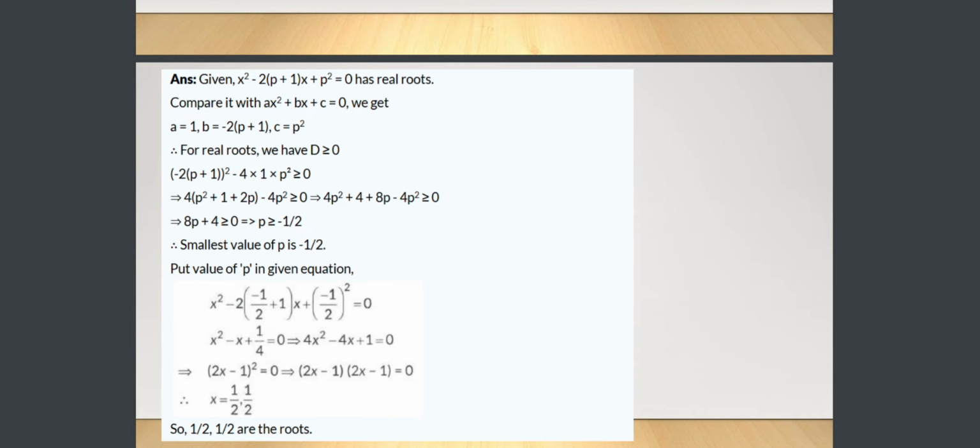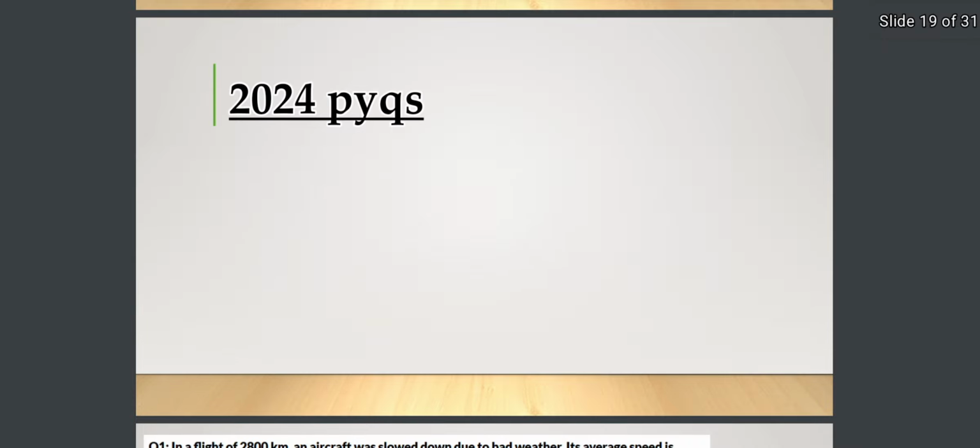You'll put the value of p in the quadratic equation, you'll get the value of x equals to 1 by 2 and 1 by 2, that are also equal, right? Now I hope all of you have solved PYQs easily. So let's move to the 2024 PYQs.